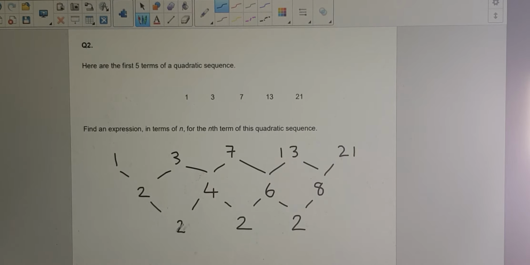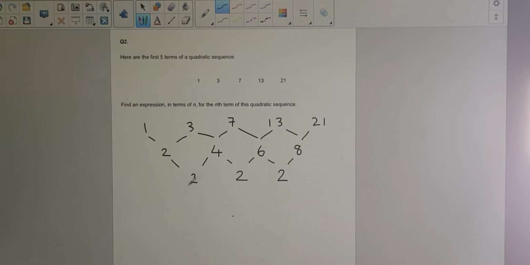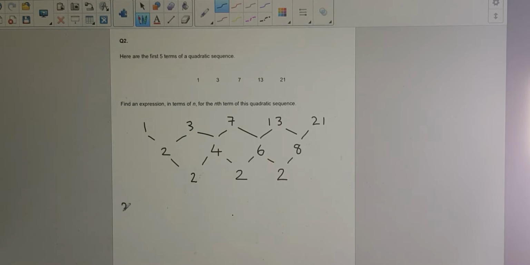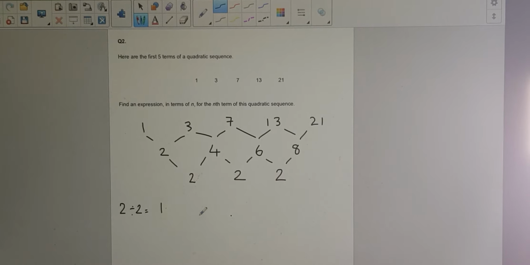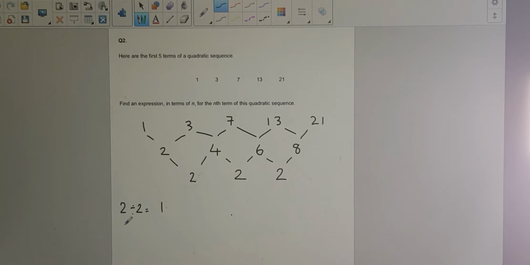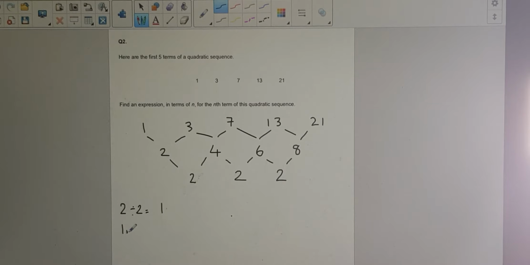Whatever the second difference is, we divide that by 2, and that is our coefficient of n squared. So 2 is our second difference. If I divide that by 2, it obviously gives me 1. So that's my coefficient of n squared. It will be 1n squared. That's how my nth term rule is going to start.